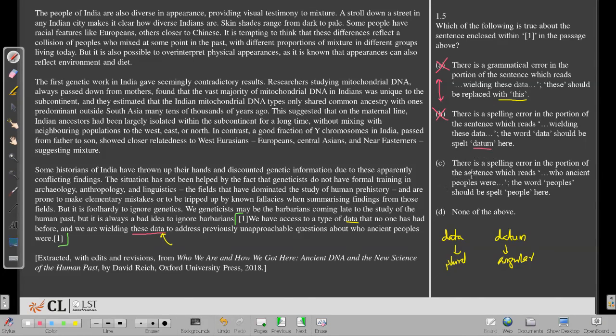Now you might be wondering about answer choice C. There is a spelling error with the portion of the sentence which reads "who ancient peoples were." The word "peoples" should be spelled "people." Now you know that people itself is plural. But "ancient peoples" is actually allowed in this context.